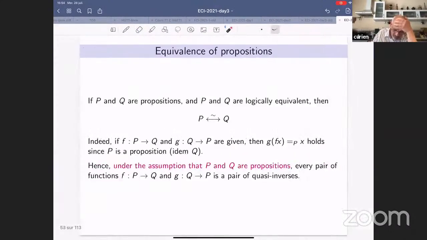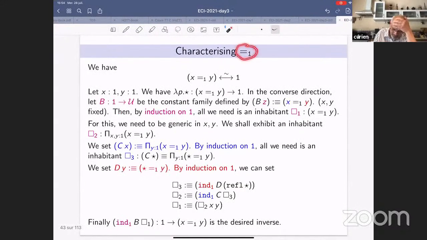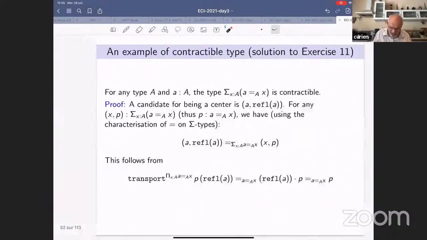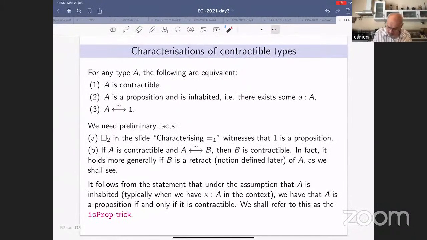Because, well, a long time ago, yesterday, I gave you a characterization of the type equals 1. And there were steps in this proof. One of the steps consisted in showing that there is an inhabitant of this type, box 2. But this is exactly saying that 1 is a proposition, that you can prove that this type is inhabited, hence it exactly says that 1 is a proposition. So we know that 1 is a proposition, we have proved it already. Yes, so we will use that.